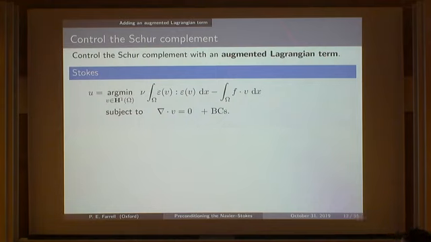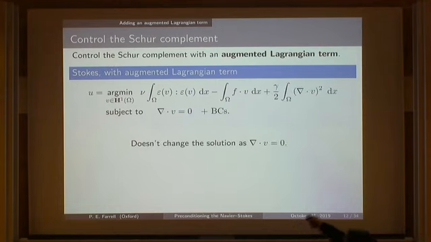So let's just go back to Stokes for a moment. Stokes you can write down as this optimization problem: minimize this potential energy subject to the constraint that div v equals 0. The standard approach is to introduce a Lagrange multiplier to enforce this constraint. That's the pressure. And then you take the optimality conditions, and there's Stokes. But another way you might attack this optimization problem is to penalize the constraint.